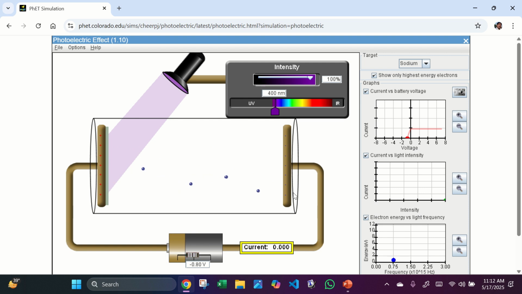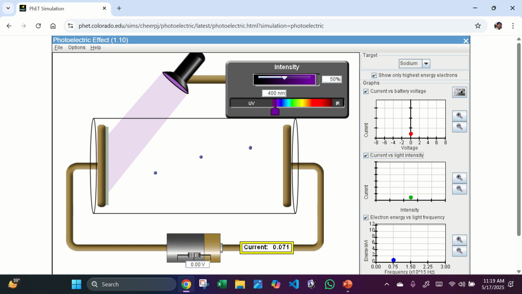Yes, so it means that even though we increase the intensity, even though we increase the current, the stopping potential is the same. Stopping potential does not depend on the intensity. Whatever intensity of the photons we take, stopping potential will not change. It remains the same. This is the observation.